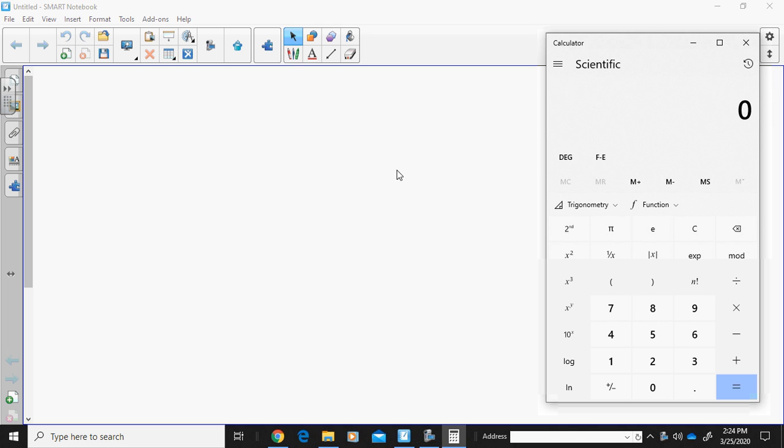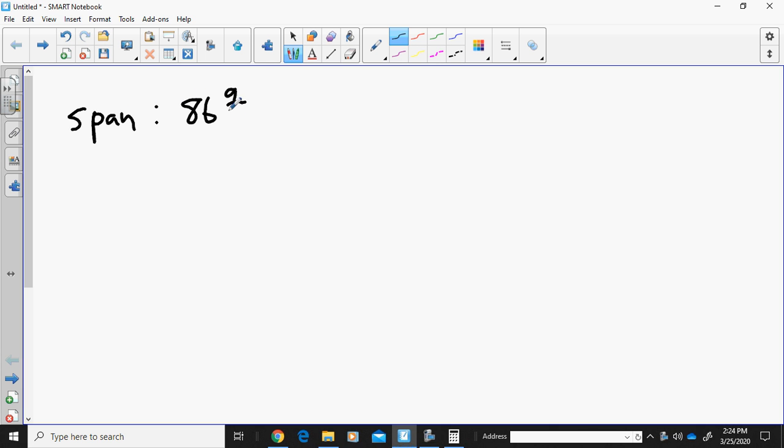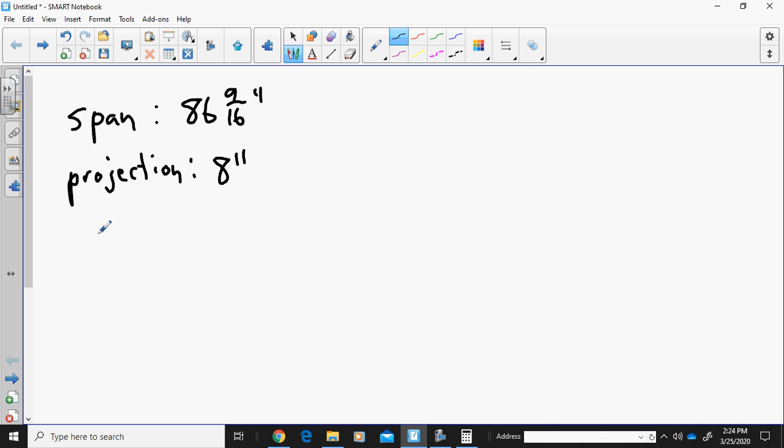Alright, calculating common rafters. So, we had a video to find the span, and we got the span as 86 and 9/16 inches. And we said we're going to do a projection, the part that sticks out past the wall, 8 inches. And we also need the pitch of the roof.